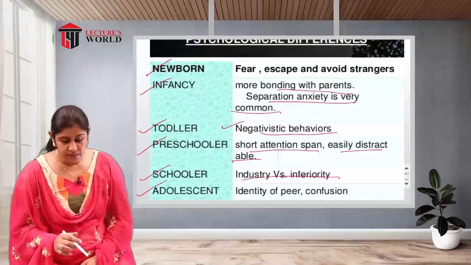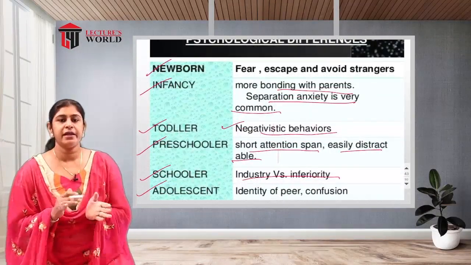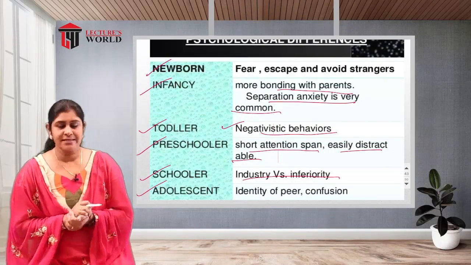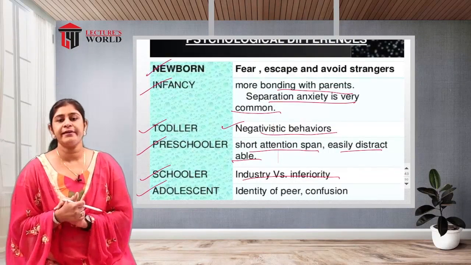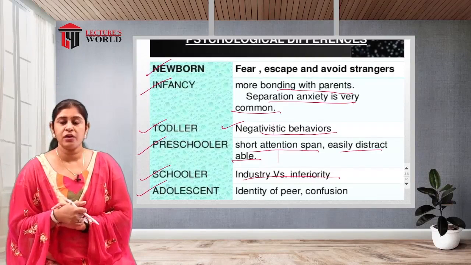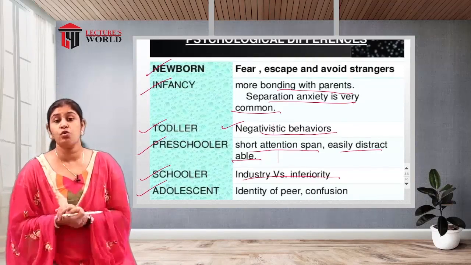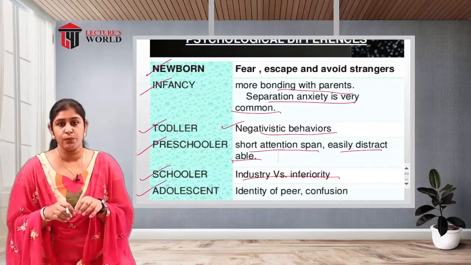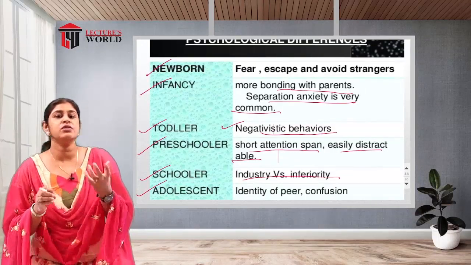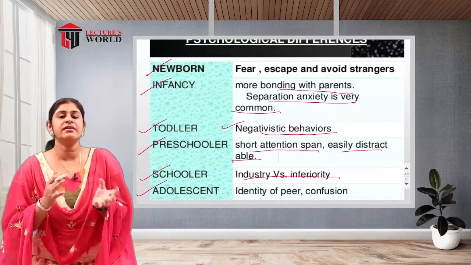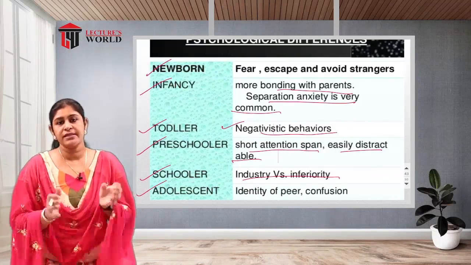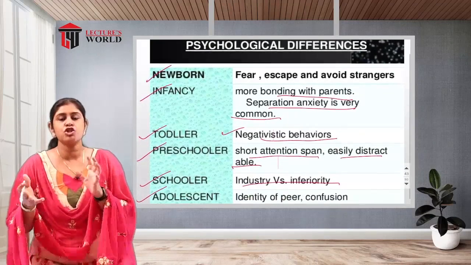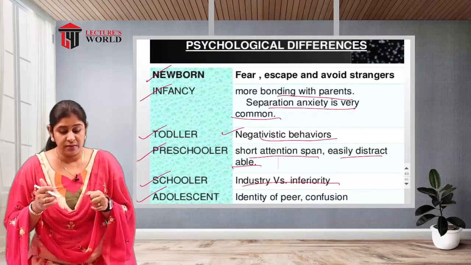Next comes the adolescent stage, in which there is identity and confusion. During adolescence, they identify who their friends are, and they also have role confusions, like what their role in the society is and what roles they are going to play in the society. They have certain confusions, and in the meantime they also identify their peer group. So these are all the psychological differences happening according to the age group.